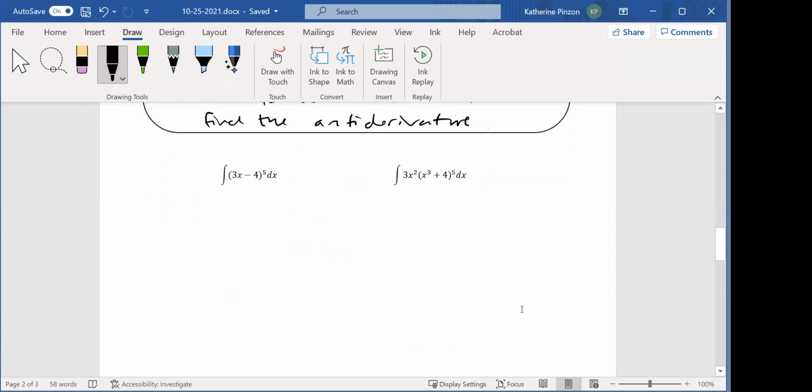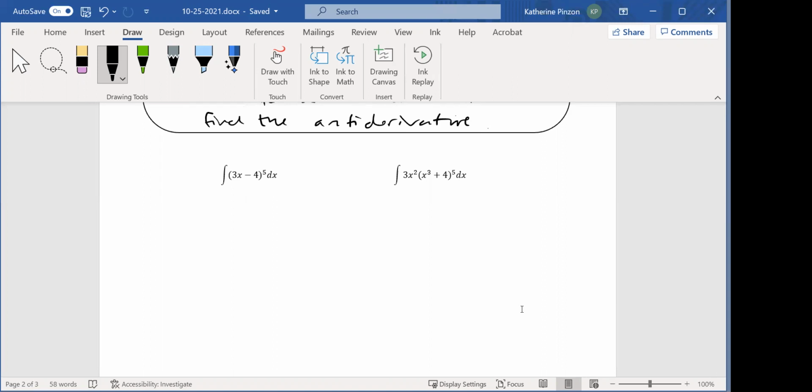Okay, so here are some tips. When you're thinking about what your inside function should be, think about things like things raised to a power, things under a square root, things in the denominator, things inside a sine or cosine, right? You want to think about your inside function being that kind of stuff.